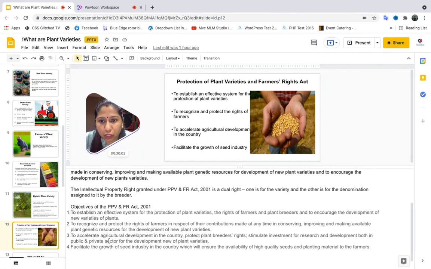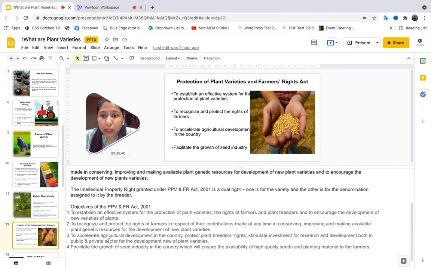Now, what is denomination of a variety? Denomination means the name of that variety. No other person can use the same name for their own variety if they are coming up with a new variety. Let's say, for example, Pusa or IARI has given a variety of basmati rice that was called Pusa basmati. Now, I, as a farmer or as a breeder, cannot use the Pusa basmati name for my particular variety. So the denomination, the name of that variety, is also protected.